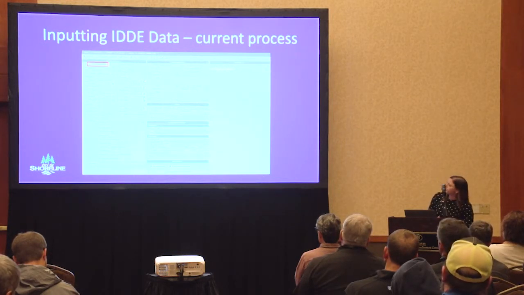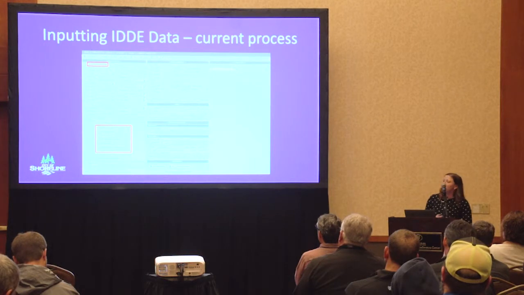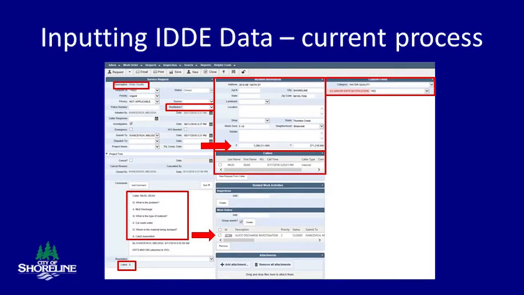When the initial report is coming in and they're filling out the service request, there's a series of 3 questions that they ask, which is what is the problem, what is the type of material, and where is that material being discharged or dumped? And then that question and answer is populated into the comments field within the service request. We also collect location information, and since it's based on a GIS platform, we're able to geolocate that location.